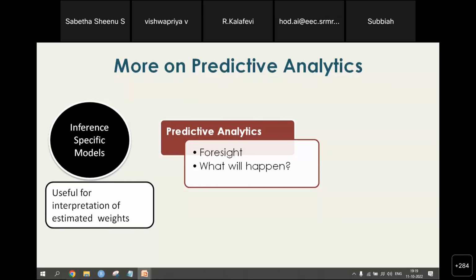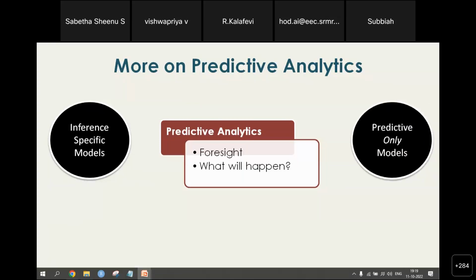But beyond that, sometimes we may have to understand the causal relationship, the strength of the causal relationship, why it happens, and in what amount it happens. These kinds of aspects are covered in something called an inference-specific model, where we try to interpret them. But in a predictive-alone model, it may not be possible.